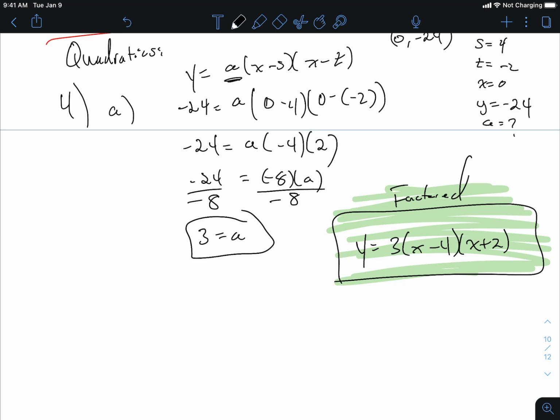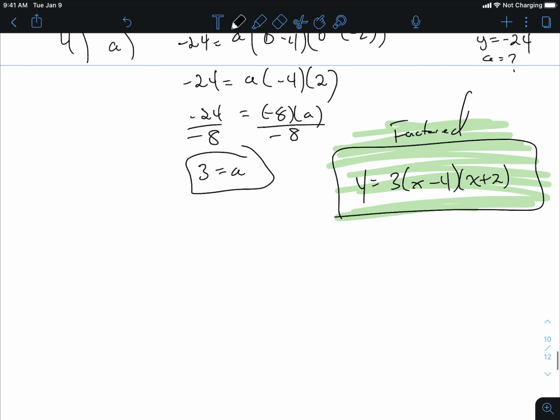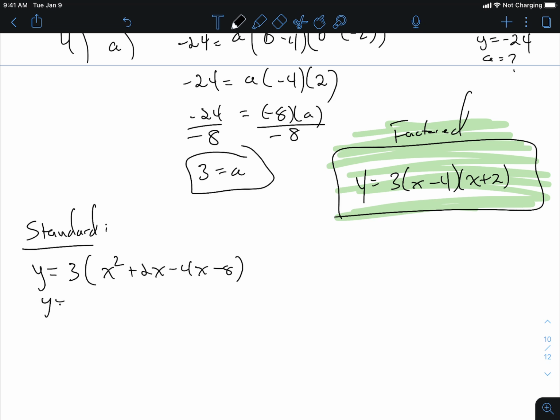Ooh, this is a good question, actually. Okay, how do I get from factored to standard? Just expand. So just expand it. So y is equal to 3, and then I'm going to distribute on top of there: x squared plus 2x minus 4x minus 8. Y is equal to 3(x squared minus 2x minus 8). Distribute the 3 in. 3x squared minus 6x minus 24.